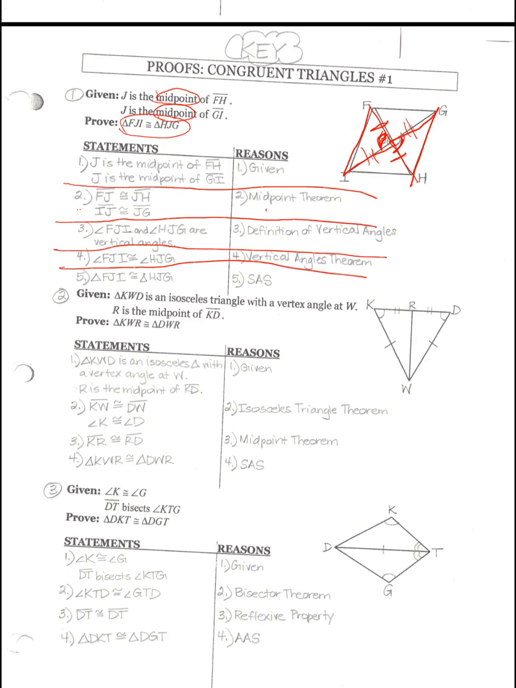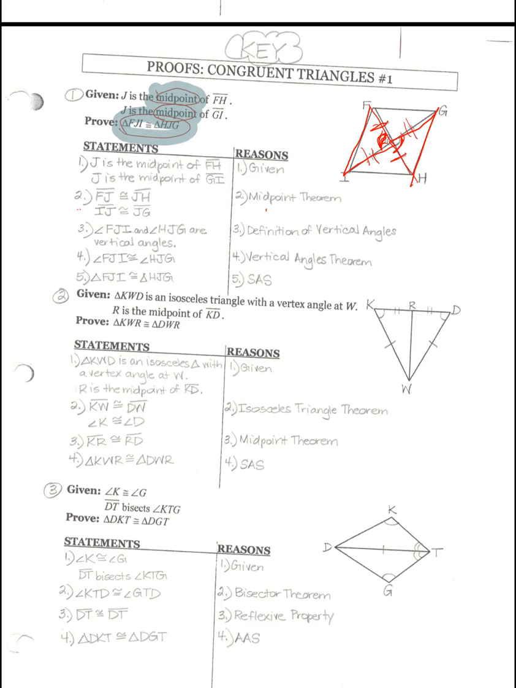So I now have enough information to prove what I was originally setting out to prove, that triangle FJI is congruent to triangle HJG by side, angle, side. So the reason is SAS. Okay? Hopefully that makes sense and you've got that. I'll erase those so that if you want to see it clearly, you can, and you don't have to worry about all this mess.